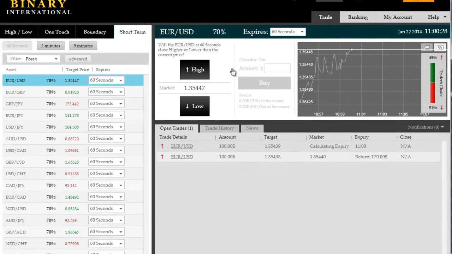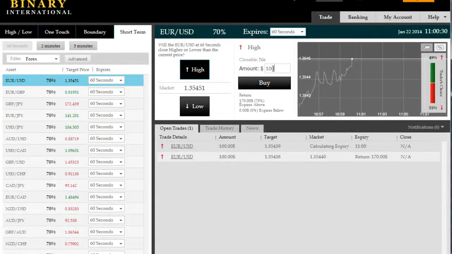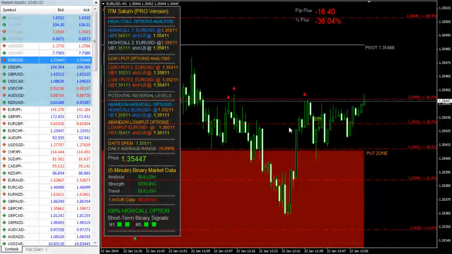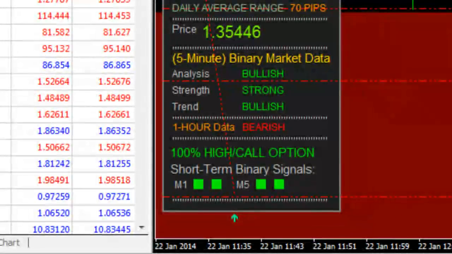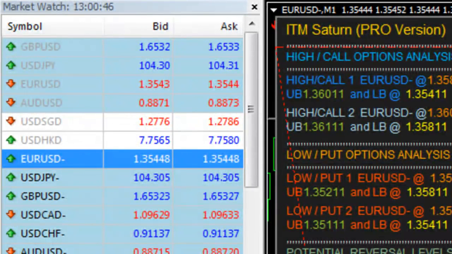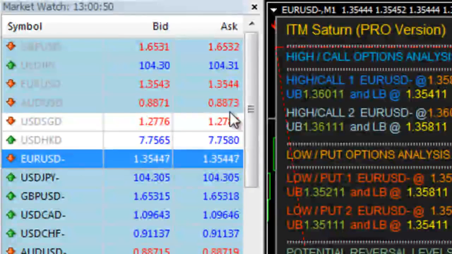Second trade in execution. 75% probability. 100 invested again. There we go. 100% high call option probability as indicated by ITM Saturn Pro. So we'll go ahead with this trade shortly as soon as this minute expires. We've missed the entry because with 30 seconds in, that is way too late to execute a trade. So we're just going to execute it just before the expiration of this minute or on the minute.